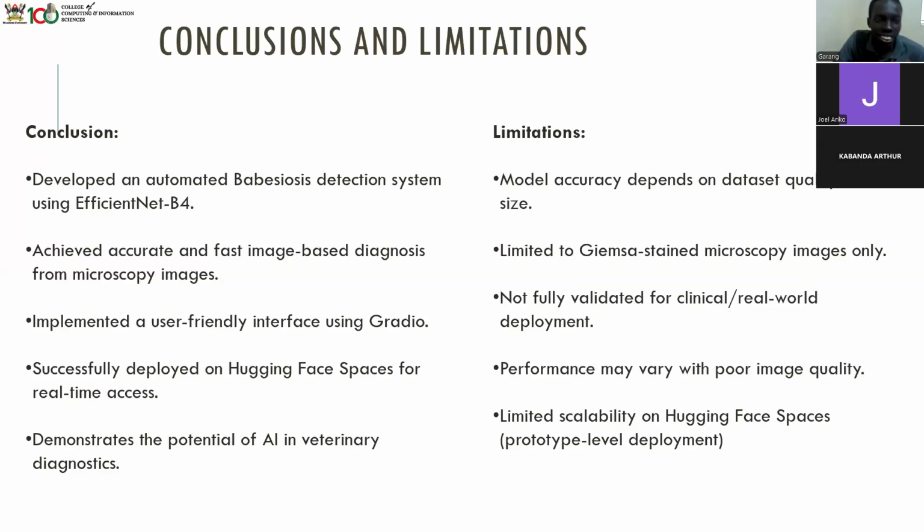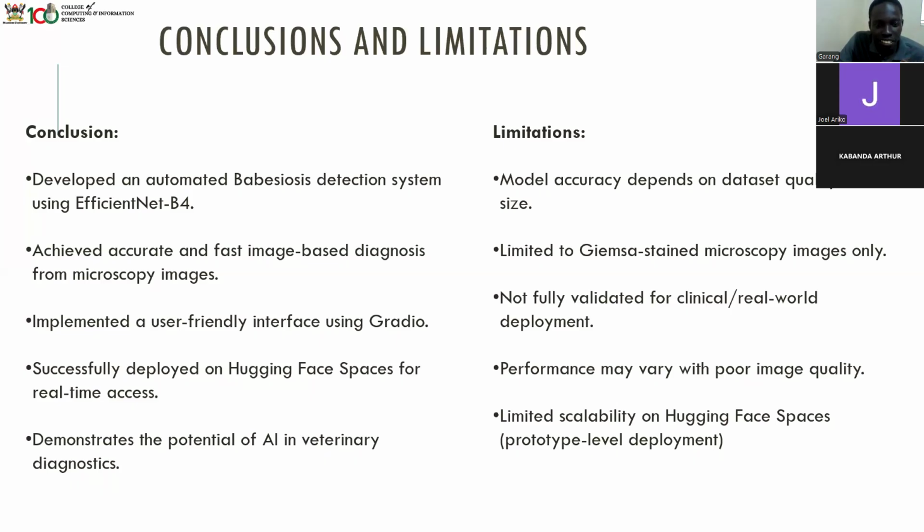Conclusion and limitations. Conclusions: we developed an automated babesiosis detection system using EfficientNet B0. This is what we have deployed. The accuracy we got is 99% and fast image-based diagnosis from microscopy images. The accuracy, as we saw before, was 99%. You can upload very fast, within 5 seconds you can get the results back after uploading. We implemented a user-friendly interface using Gradio, successfully deployed on Hugging Face Spaces for real-time access. So anyone can access this at any time.